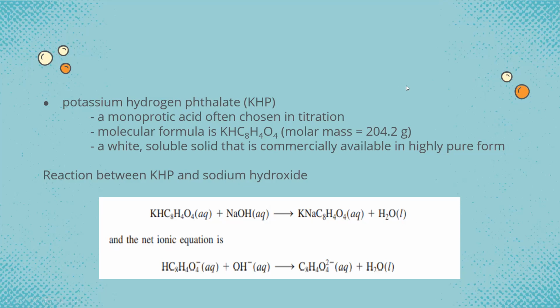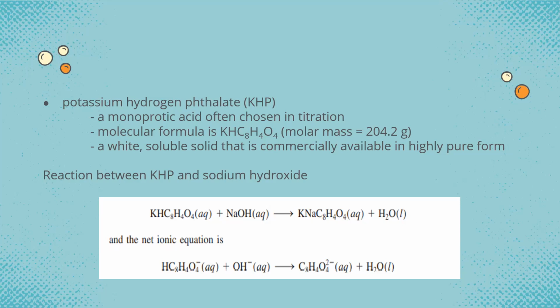So meron tayong available na pure potassium hydrogen phthalate talaga na pwedeng gamitin for the titration process. Now, if you use potassium hydrogen phthalate in the titration with sodium hydroxide, you can see in the screen the chemical reaction. So KHC8H4O4 in aqueous solution will react with sodium hydroxide, yielding potassium sodium phthalate and water.